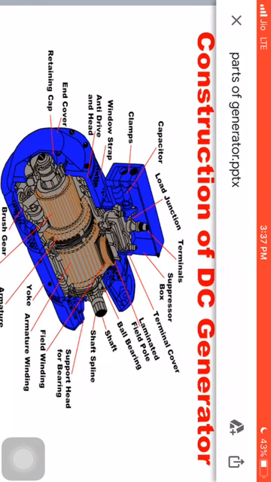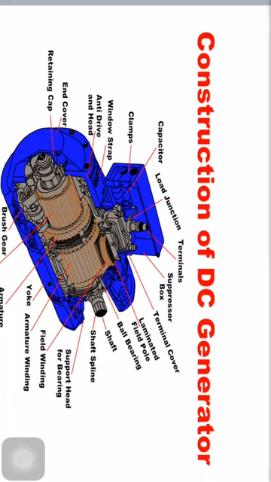Today, we will learn the construction of DC generator. So, we have seen different types of generators, and let us now move to the parts of DC generator. And before that, we will go with a small introduction of how it works, the DC generator principle. And here we can observe different parts. If we open a DC generator, we can observe different parts.